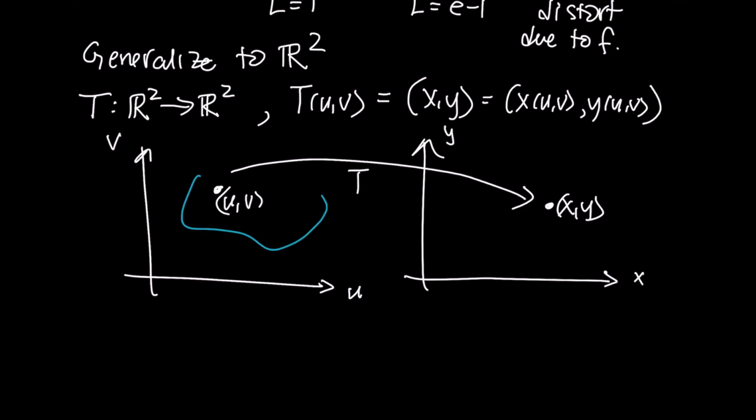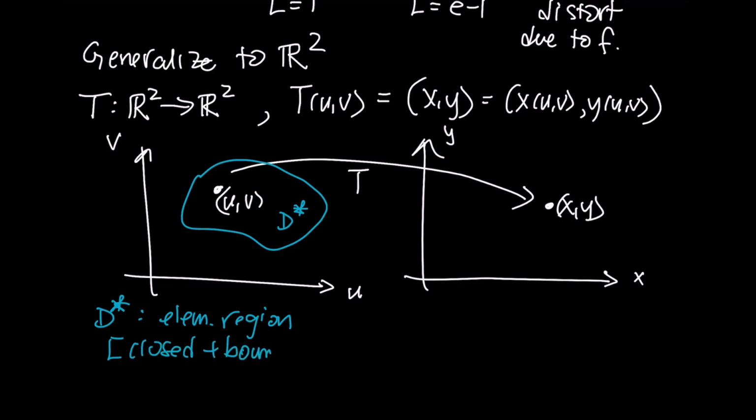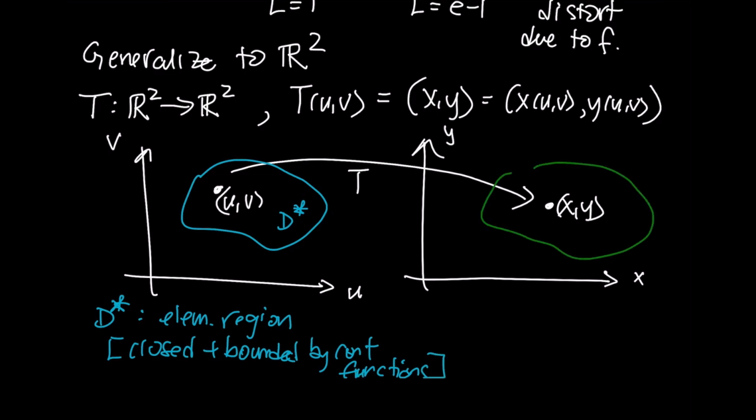Now, we are going to be interested in elementary regions. So we'll call this region here D star. Remember that elementary regions are closed and they are bounded by continuous functions. It doesn't matter if we choose to write them as functions of x or functions of y. We are going to see whether or not this will map into some other elementary region D. And we will say that D is the image of this D star under the transformation T. So sometimes we'll write the notation given by this representation.